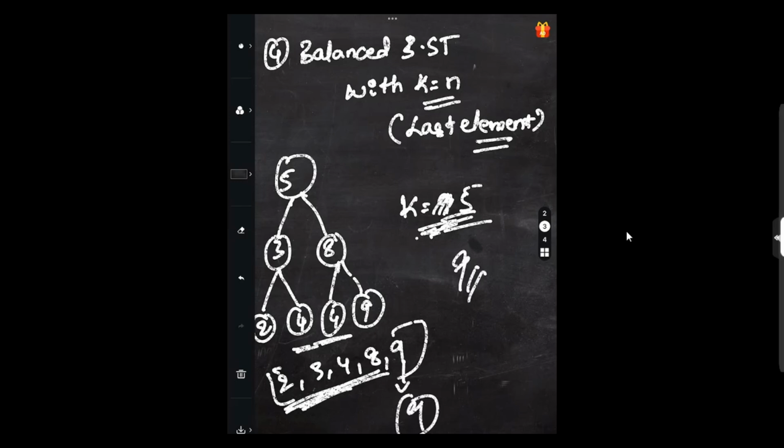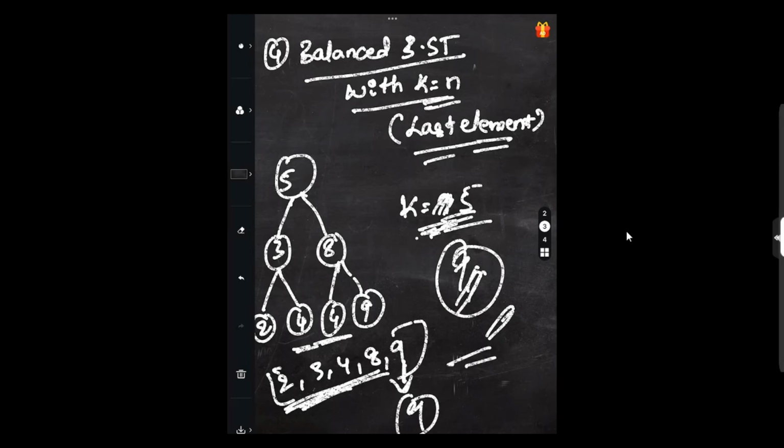The output will be 9 in this case. Yeah, the output has to be 9, right? This is correct. So I hope this is completely clear. This is for the condition balanced BST with k equals n, nothing but the last element. We have got the last element as the output here.